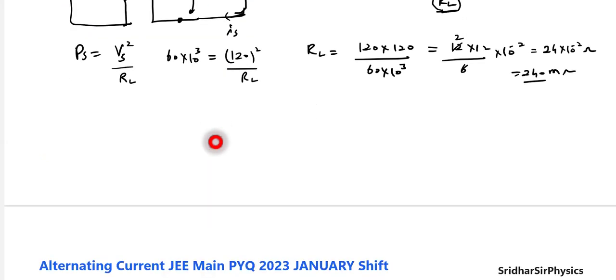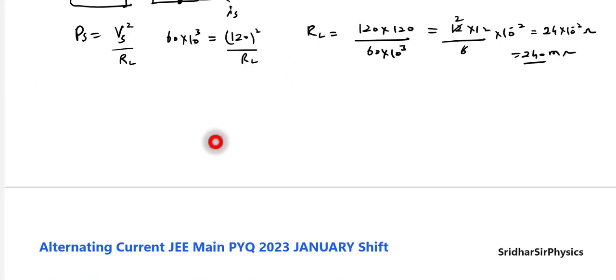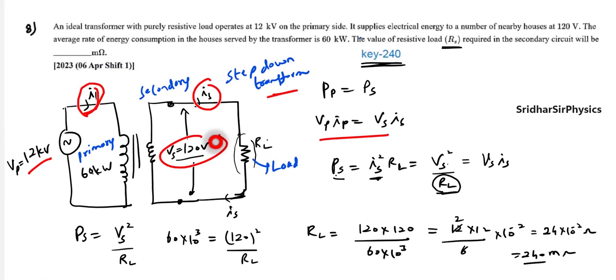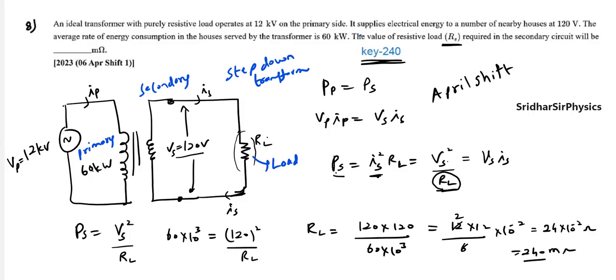We'll take the next question. Okay, this completes your JEE Mains. Which shift? The April shift. So these are the questions that were asked in the April shift. So this completes your April shift 2023 alternating current. See how many formulas, very simple, 6 and 7 formulas came, and all the formulas revolve around these. You just have to revise these formulas, nothing else.